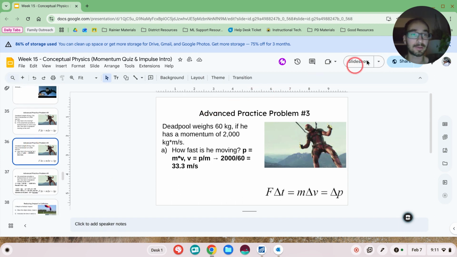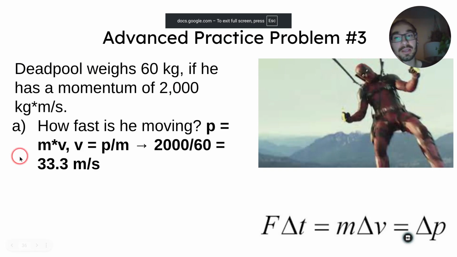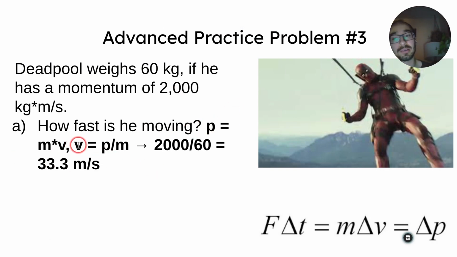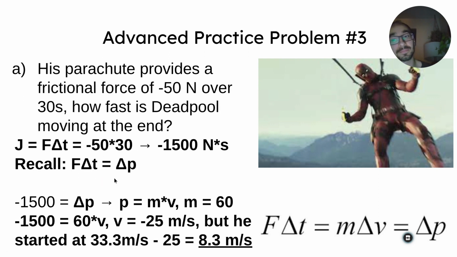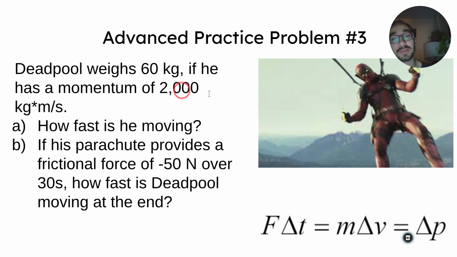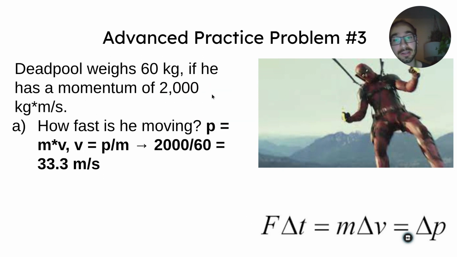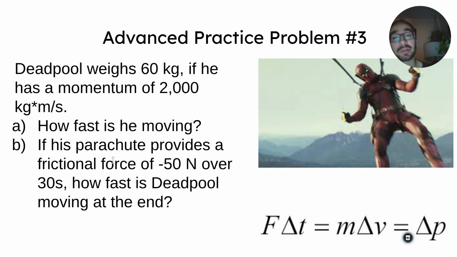And here's my hint. So remember the first formula we learned in this unit, P equals m times v. If you rearrange the formula, the velocity is the momentum divided by the mass. 2,000 divided by 60, Deadpool is moving 33.3 meters per second. And then you'll need the new formula for part B. So, to get the change in momentum, you do negative 50 times 30, and you'll get negative 1,500. So this is the change in momentum. If Deadpool starts with 2,000, and he loses negative 1,500, then at the end, he only has 500 left, because you do 2,000 minus 1,500.